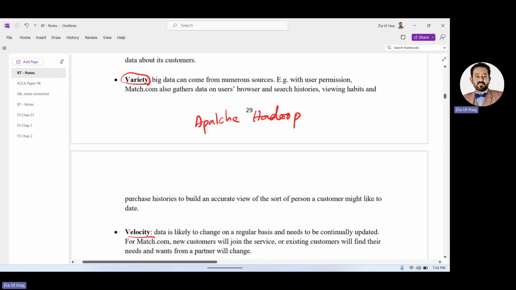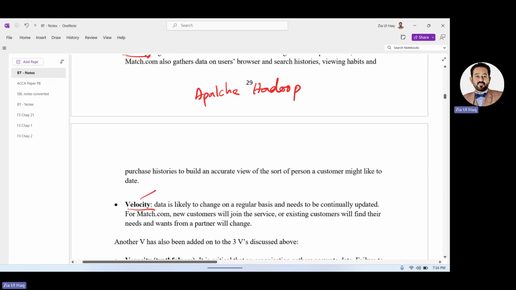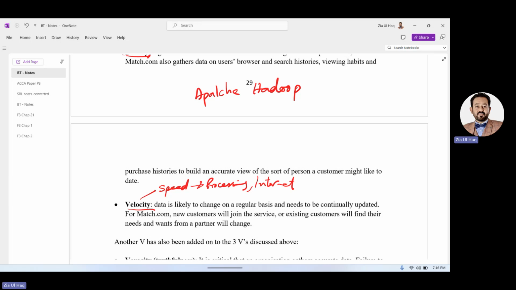And the organization using big data has to focus on velocity. Velocity means speed. Speed of what? Processing as well as internet speed. If you're performing online business, you need a quick, high speed internet connection so that you can perform transactions quickly. If you are stuck due to slow internet speed with one transaction, you might lose transactions of other customers. They will not wait for your system to respond.